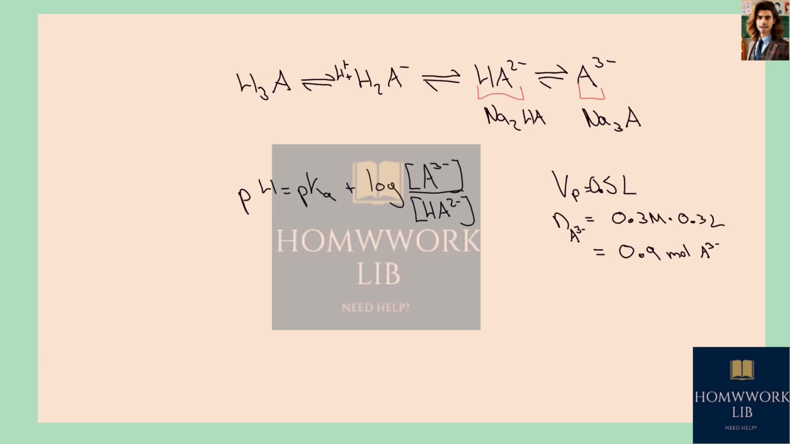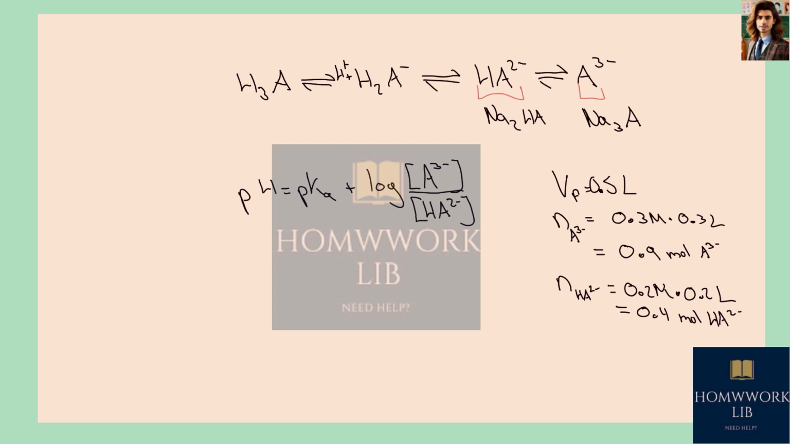We could use this quantity in order to get the new concentrations, but I'm going to show you another way to do it in a more efficient way. The other ion that we have is HA2 minus. The amount of mole that we're going to have from this solution is equal to 0.2 mole times 0.2 liters, and this is 0.4 mole of HA2 minus.